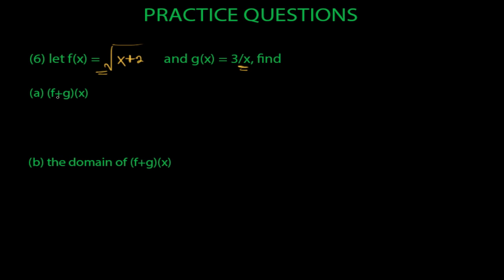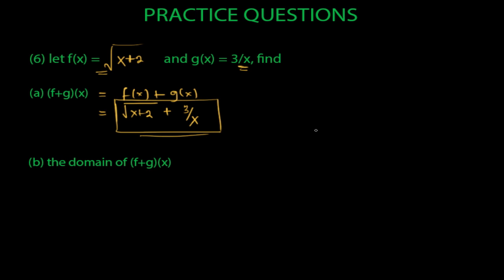By definition, it's like you're expanding. f plus g of x is simply as if you're expanding f times x, which is f of x, plus g times x, which is g of x. That's a very good way to remember the definition. So f plus g of x is the same thing as f of x plus g of x. And what we have here as our f of x is the root of x plus 2, plus your g of x, which is 3 divided by x. And that's your answer. That's all. You don't have to do anything else.